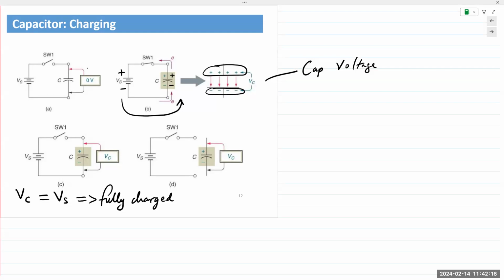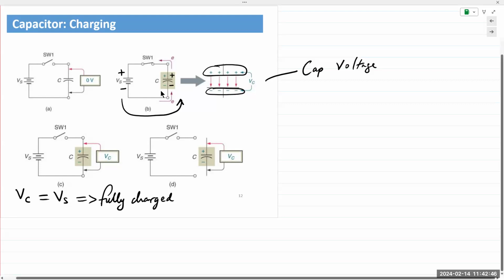We can remove this capacitor from the rest of the circuit. If we remove it from the rest of the circuit, that capacitor will hold the charge indefinitely, like a battery. Remember, theoretical analysis always deals with ideal components. So an ideal capacitor will hold the charge indefinitely. In real life, the capacitor will actually discharge through the insulator itself.